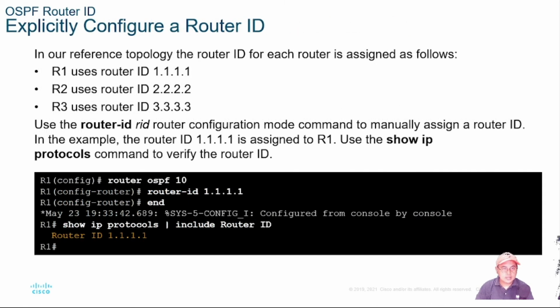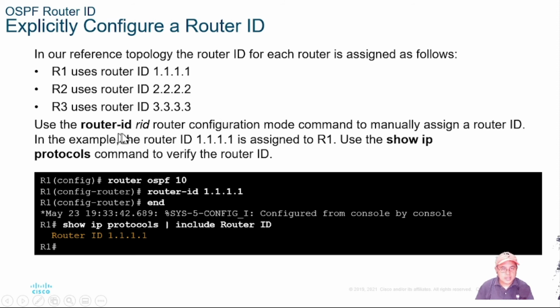Now, configuring the router ID explicitly. In our reference topology, the router ID for each router is assigned as follows. For the purpose of this demonstration, if the host name is R1, the router ID is 1.1.1.1. This is still an IP version 4 format. And router 2 is 2.2.2.2. They use these router IDs for simplicity, but you can use other router IDs based on the IP version 4 format.